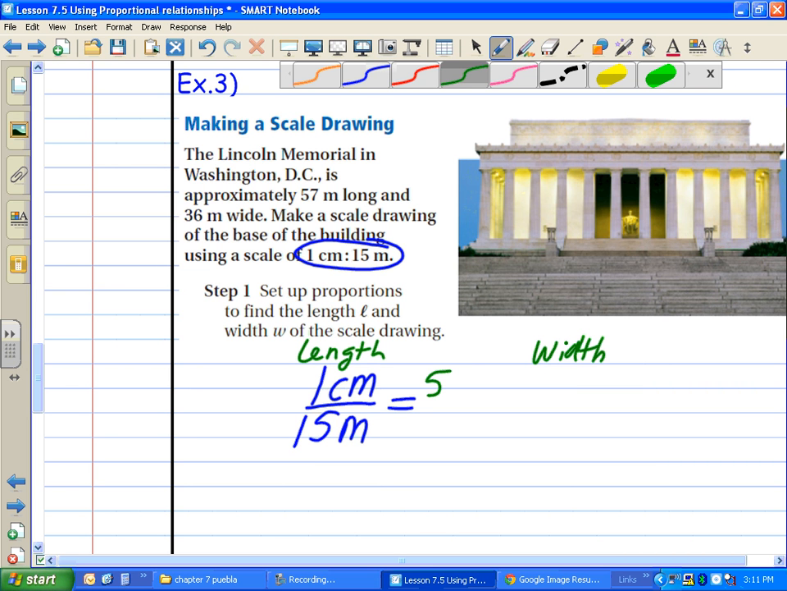Now, where should I be writing this down? You tell me if I did this the right way. Does it seem like I did this the right way? Look at what I have over here on the left side. I have centimeters on top and meters on the bottom. So if I'm using this, then I want to keep it that way. I'm going to want to have 1 centimeter on top, meter on the bottom. So I need to fix this.